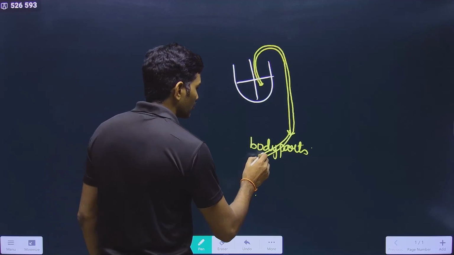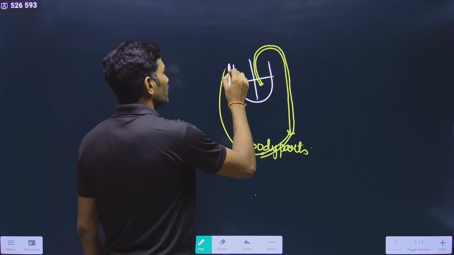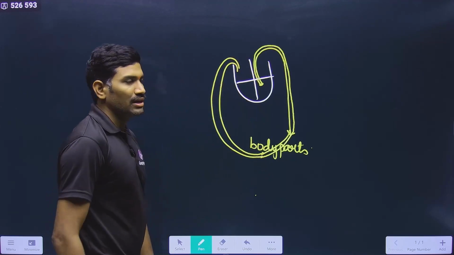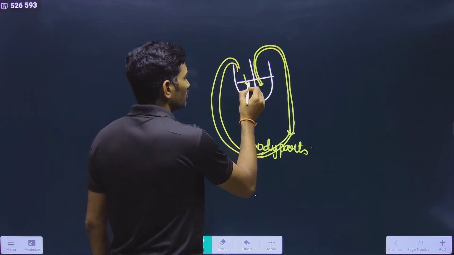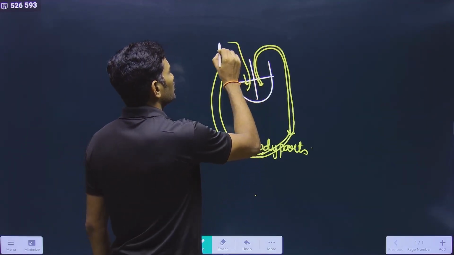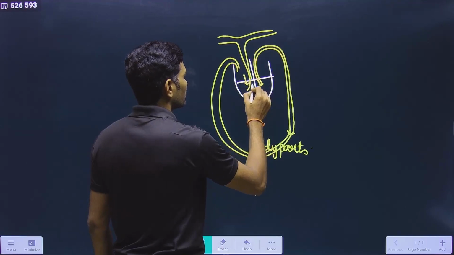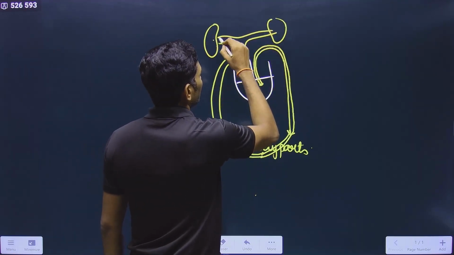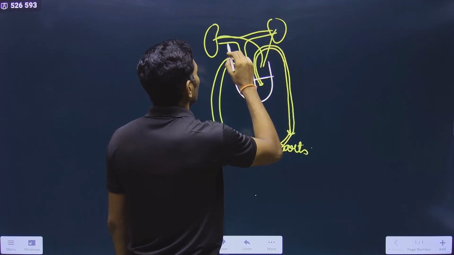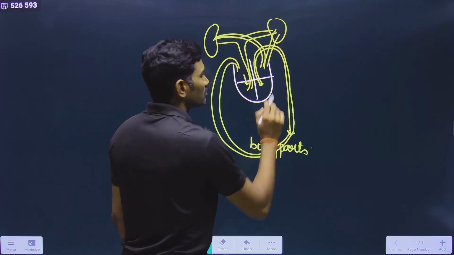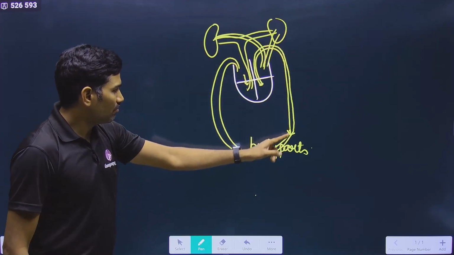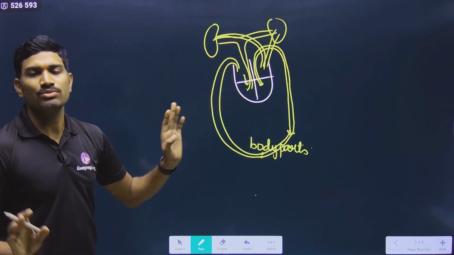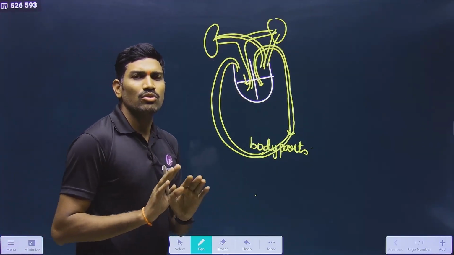Now from the body parts, the deoxygenated blood is coming into the heart again. And from here, it is going to the lungs. And now again, from the lungs, it is coming to this particular chamber. So everywhere, blood is being circulated in closed tubes. That's it. It is a closed circulatory system.